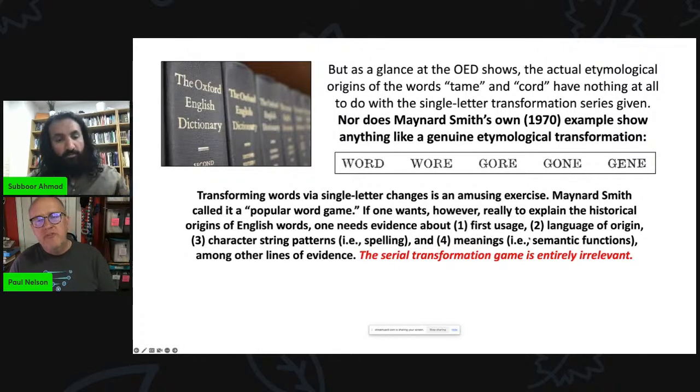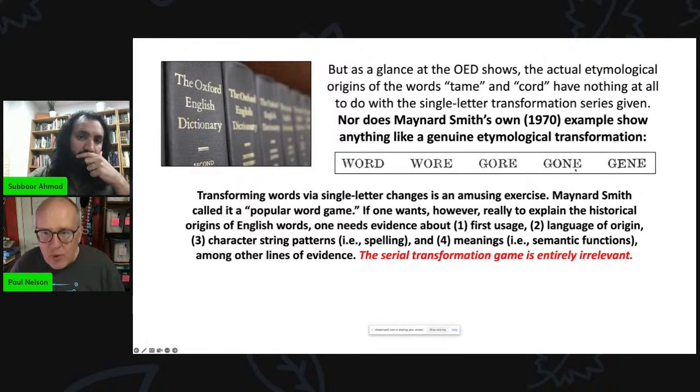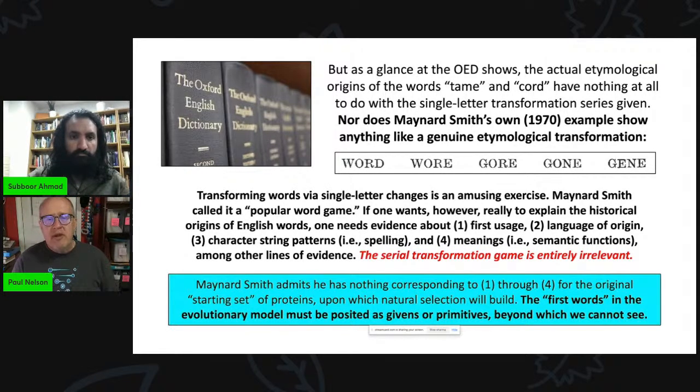When did the word first appear in an English publication? What was the language of origin? Did it come from a classical language like Latin or Greek, or was it an import from French or something? What are the spellings? How have the spellings been modified? Have the meanings, namely the semantic functions, changed? This little word game, well, fun, is entirely irrelevant. The problem is, and Maynard Smith acknowledges this, his word game may have nothing at all to do with how proteins themselves came to be.